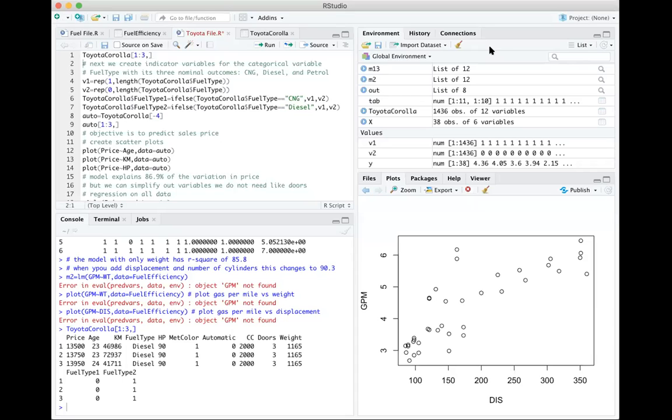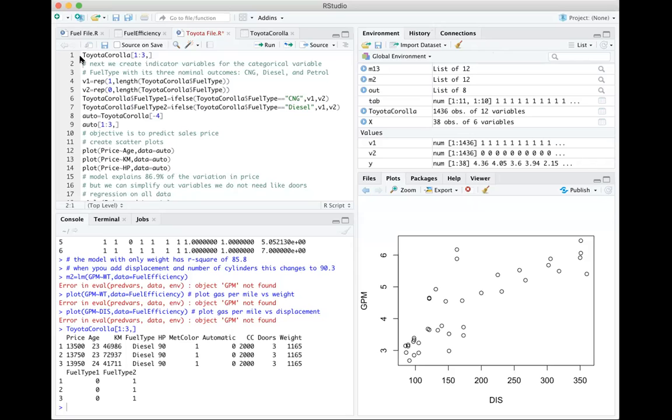Now we go to the second example, which is Toyota used car prices. Check the sales prices and the vehicle characteristics of 1,436 used Toyota Corollas. The objective is to predict the sales price of a used automobile. We do not use all the variables. The only variables that we use are price, age, kilometers, fuel type, horsepower, color, transmission, cylinder volume, doors, and weight.